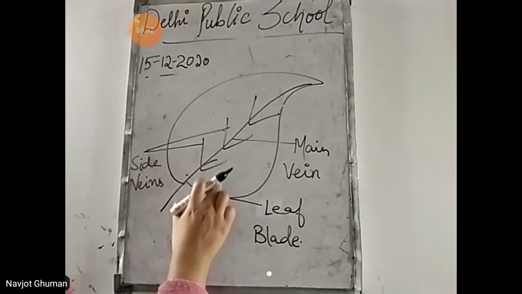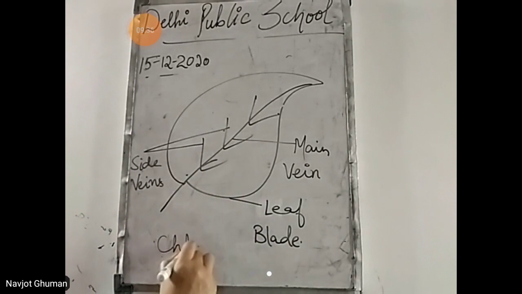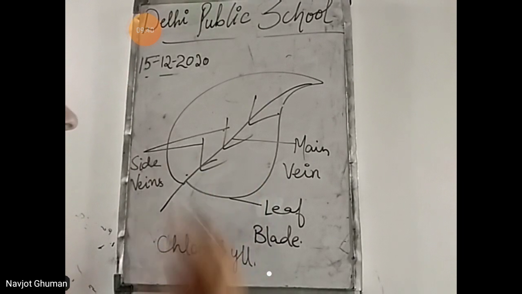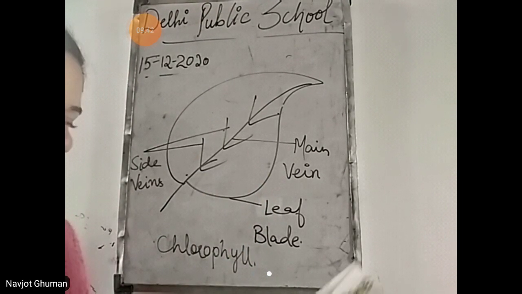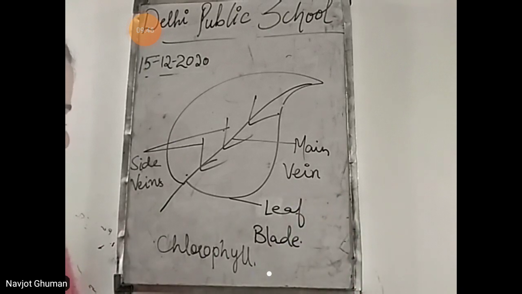The color of the leaf is green due to the presence of a substance called chlorophyll. Chlorophyll है जो substance है green color का होता है. That is why the color of the leaf is green. These are the main parts of the leaf. Then comes, what are the functions of the leaf?